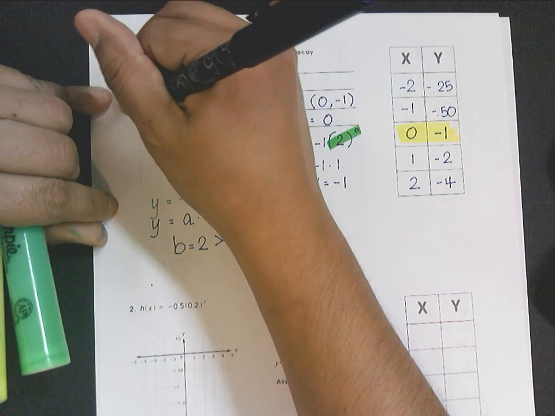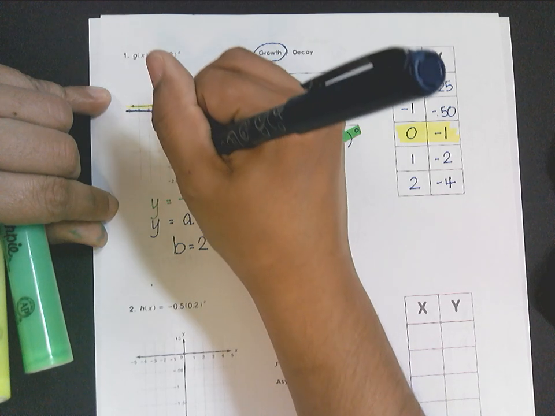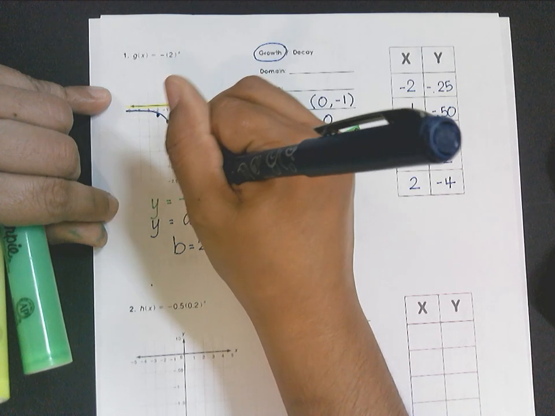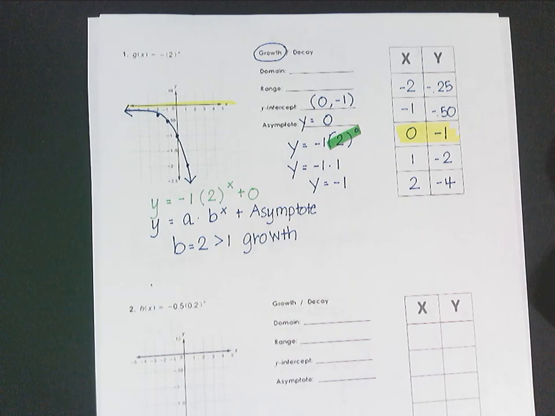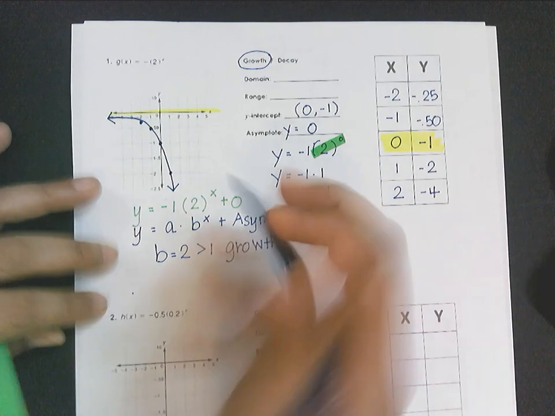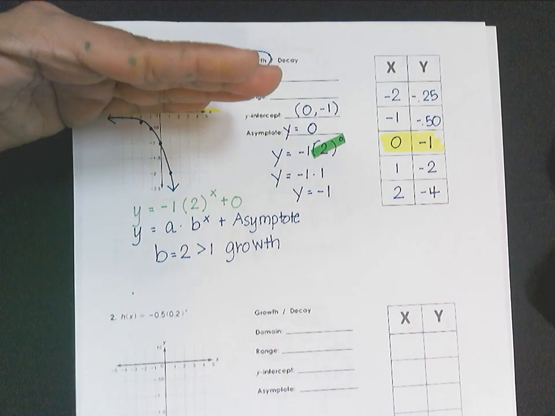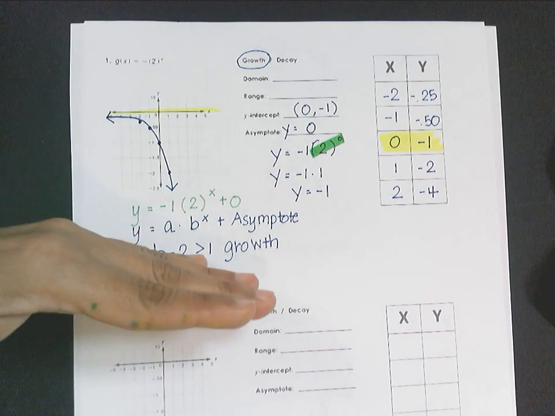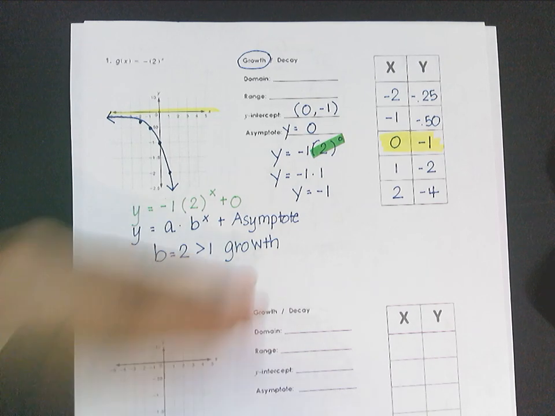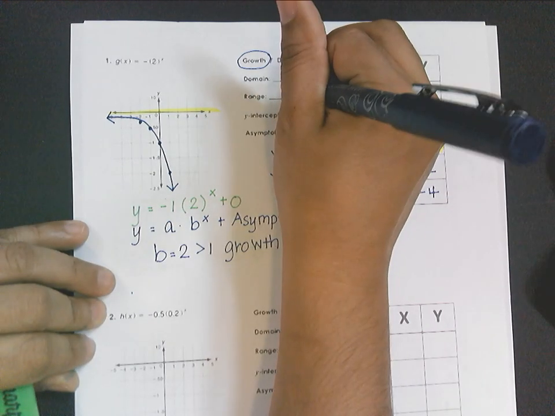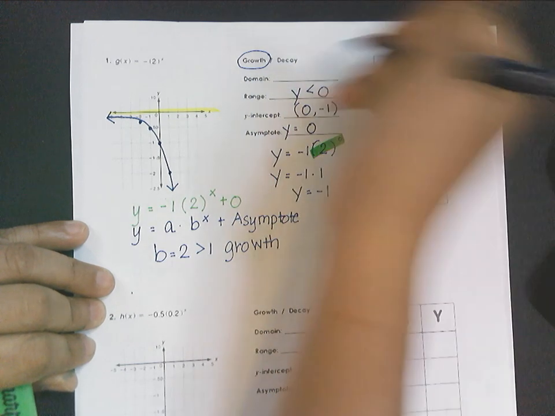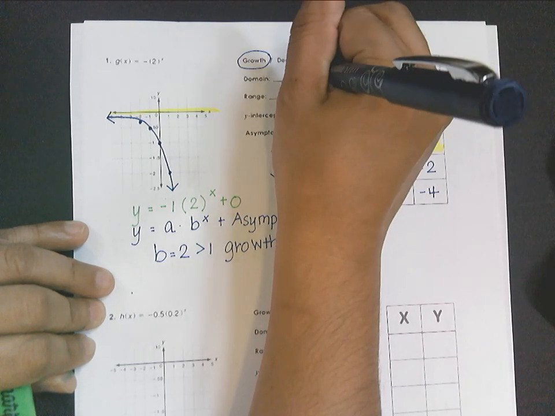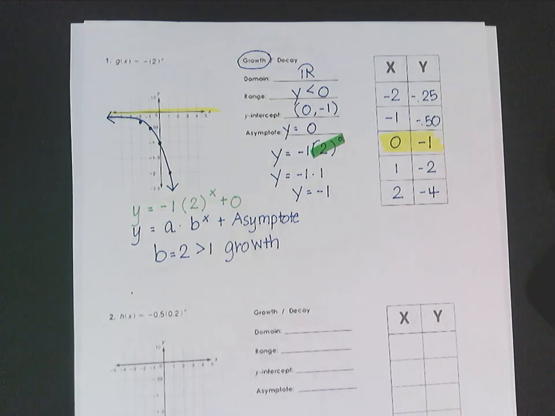So my graph is going to look like this. It's still a growth, but it's a reflection. It's a reflection of the growth. So my range is going to be those y values below 0, but not including 0 because of the asymptote. So my range is going to be y is less than 0. And of course your domain, which we're not going to ask you, is going to be all real numbers.